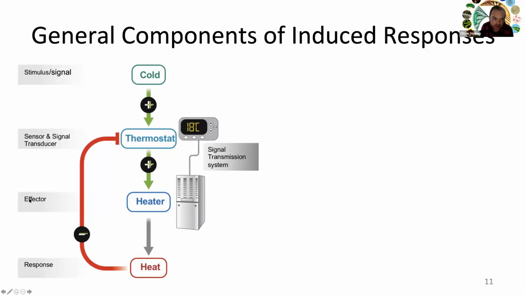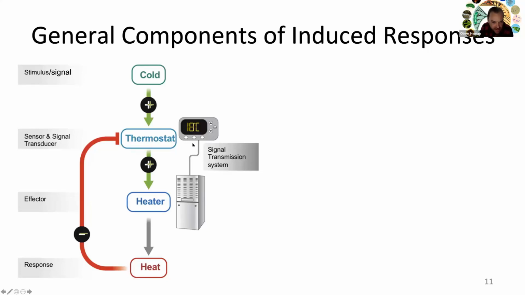Okay, so just to put this in context, you can think of this like a thermostat and a heating system in your house. In this case, it's a cold day, so the stimulus is the temperature or the cold. Then you have a sensor or a signal transducer, in this case the thermostat that detects the temperature, and then a signal transmission system, which is essentially the electrical line that's hooked up to this thermostat that takes the temperature and translates it into an electric signal. So it's signal transducing. That means translating it into an electrical signal.